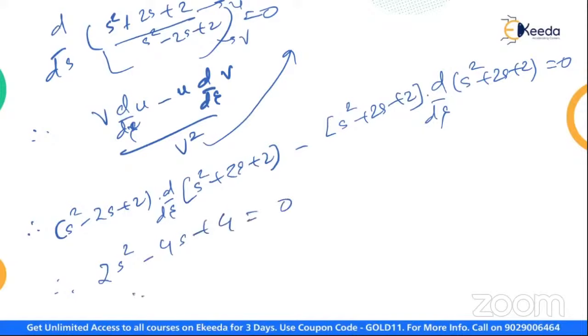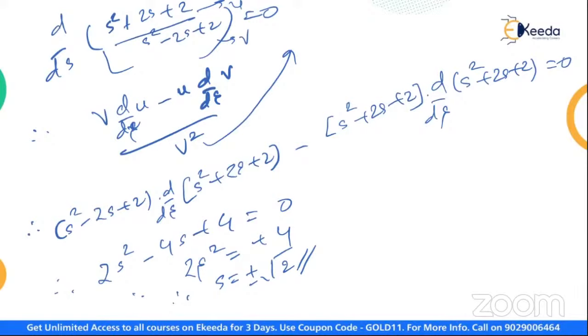Therefore, you get 2s squared equal to plus 4. Therefore, you get s equal to plus or minus under root of 2. This is nothing but s. This is nothing but the point. Now, you are supposed to find the angle of departure at this particular point.